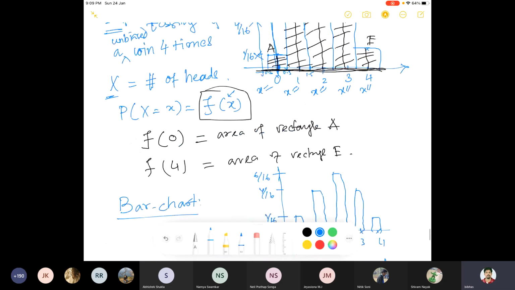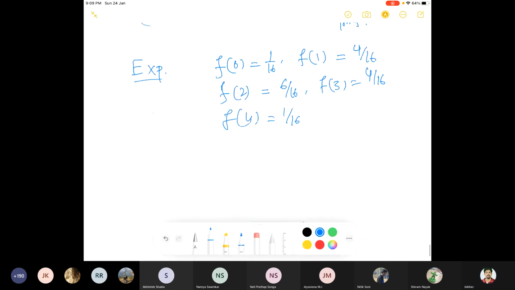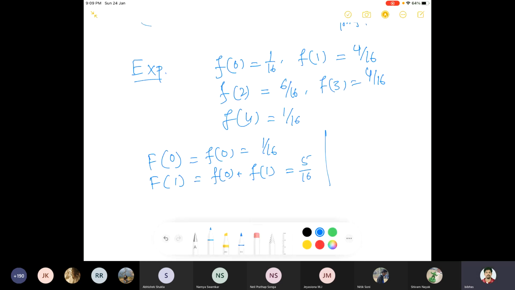Now, what is F of 0? F of 0 remains f of 0, which is 1 by 16. What is F of 1? This is f of 0 plus f of 1, which is 5 by 16. Then what is F of 2? It will be f of 0 plus f of 1 plus f of 2, which is 11 by 16.